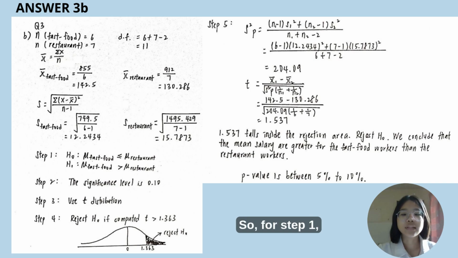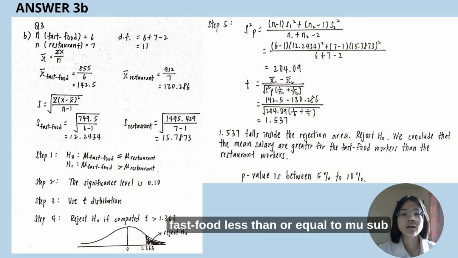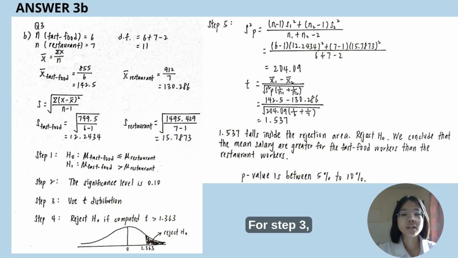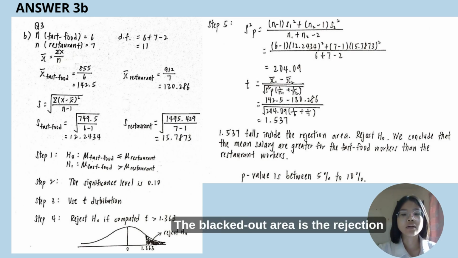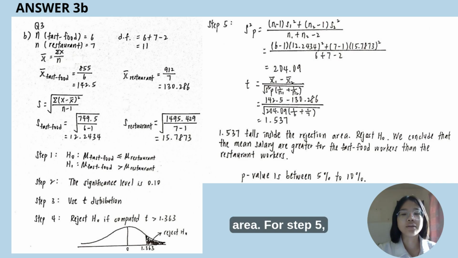15.7873. So for step 1, the null hypothesis is mu sub fast food less than or equal to mu sub restaurant. The alternate hypothesis is mu sub fast food greater than mu sub restaurant. For step 2, the significance level is 0.1. For step 3, we use t distribution. For step 4, reject H sub 0 if computed t greater than 1.363. The shaded area is the rejection area.